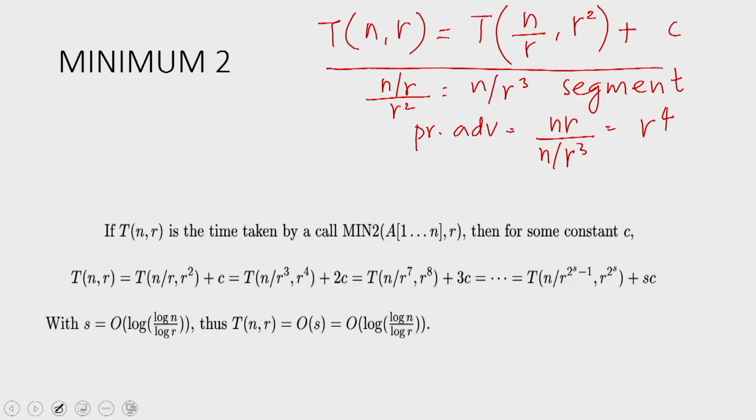If you continue like this for s steps, you would have 1, 3 and 7 are all 1 less than a power of 2. So, you can write this as 2 power s minus 1. The processor advantage now would be r power 2 power s. This will be the situation after s levels of recursion, and you would have spent a total of s c time until then. When would the recursion stop?